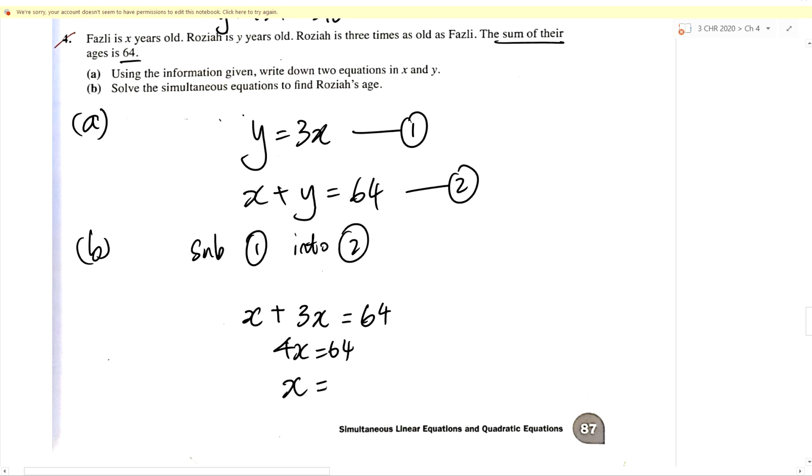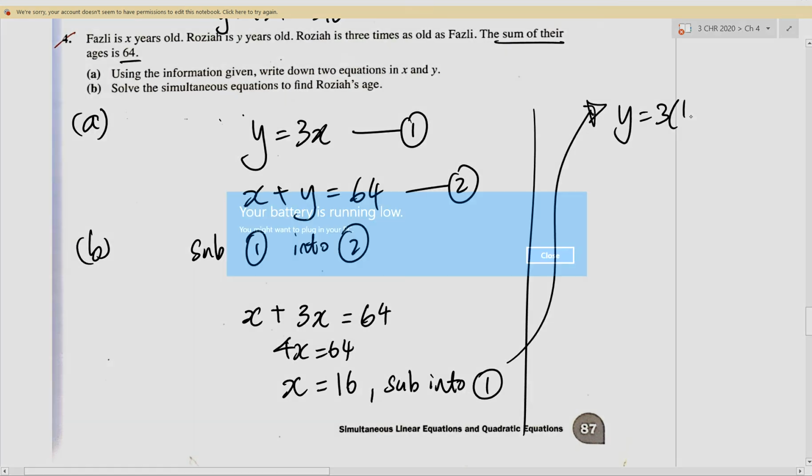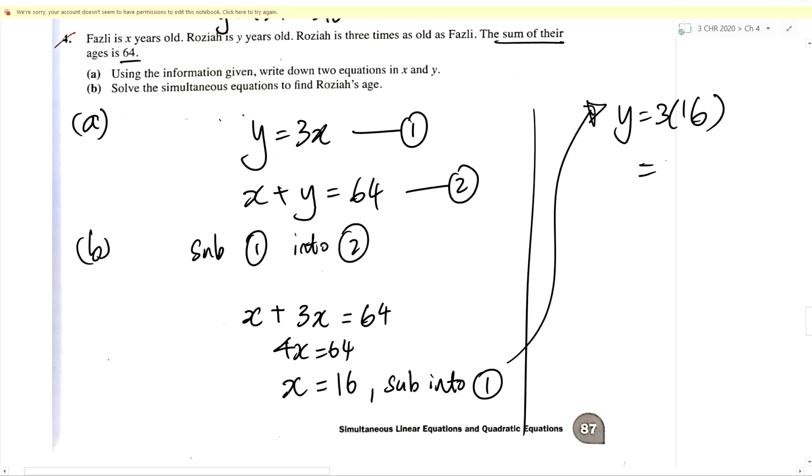X equals 16. Okay. Is this what they want? Isn't Rosia 16 years old? No, they didn't say it's the mother. They just say it is 3 times. Which is y. Sub into 1. Y equals 3 times of 16, which is 48. And this is the age of Rosia, 48.